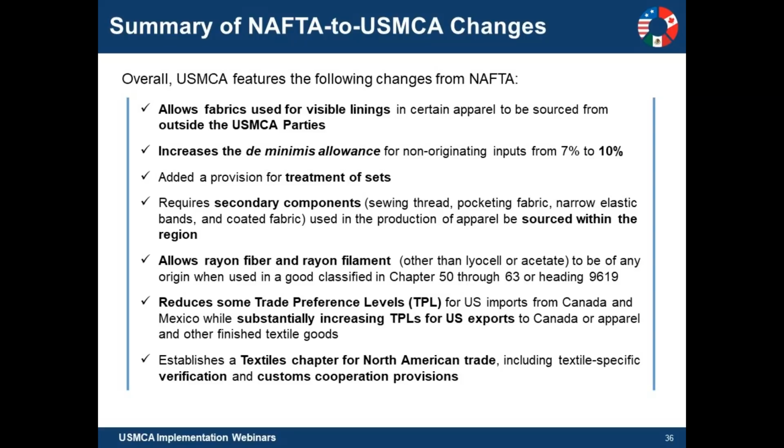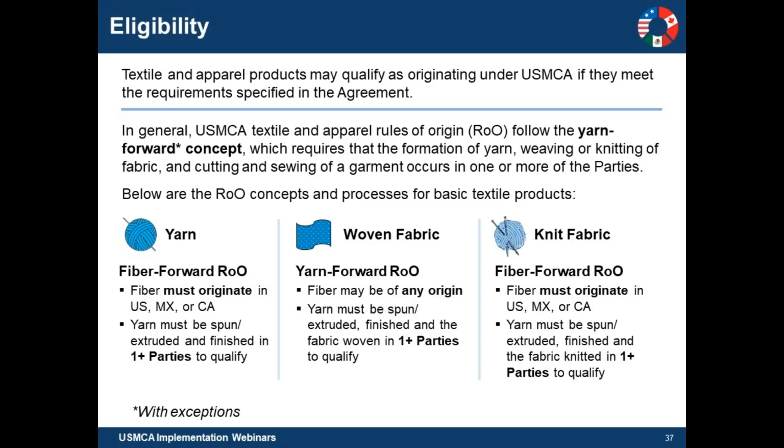It allows rayon fiber and rayon filament other than lyocell and acetate to be of any origin when used in a good classified in Chapter 50 through 63 or heading 9619. It reduces some trade preference levels or TPLs for U.S. imports from Canada and Mexico while subsequently increasing TPLs for U.S. exports to Canada of apparel and other finished textile goods. And finally, it establishes a textile chapter for North American trade, including textile-specific verification and customs cooperation provisions that provide new tools for strengthening customs enforcement and preventing fraud.